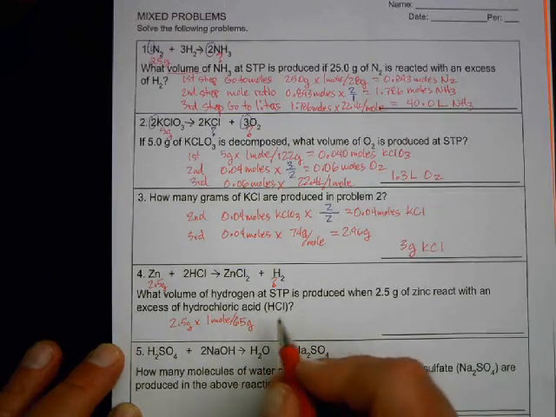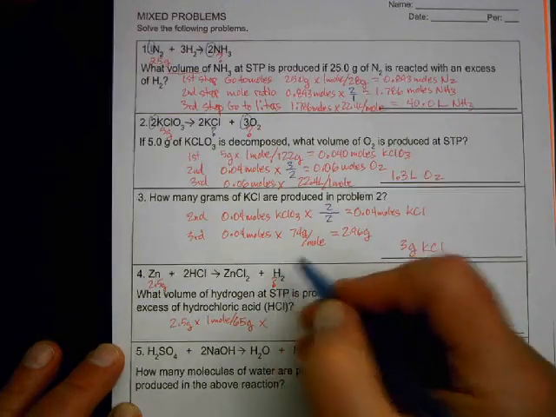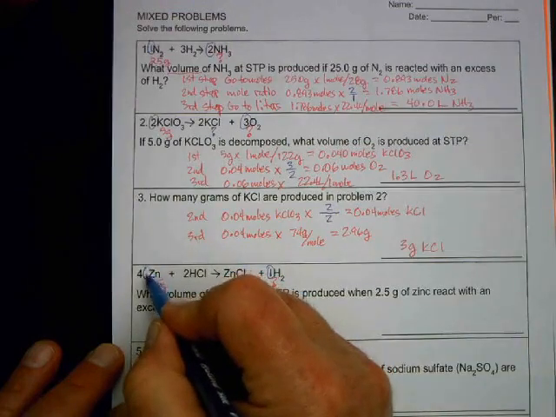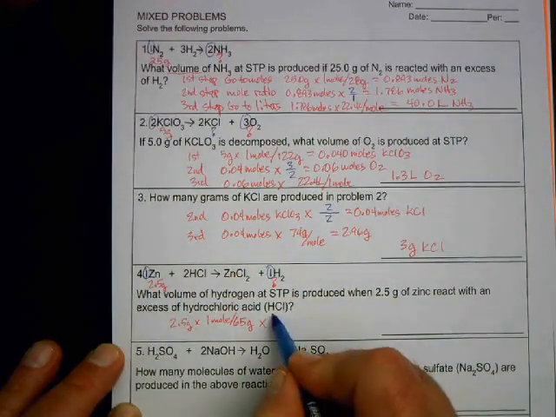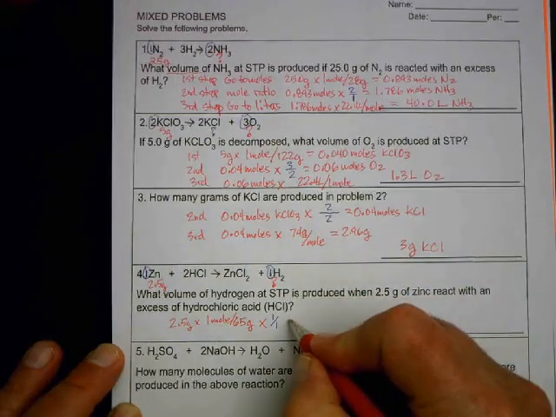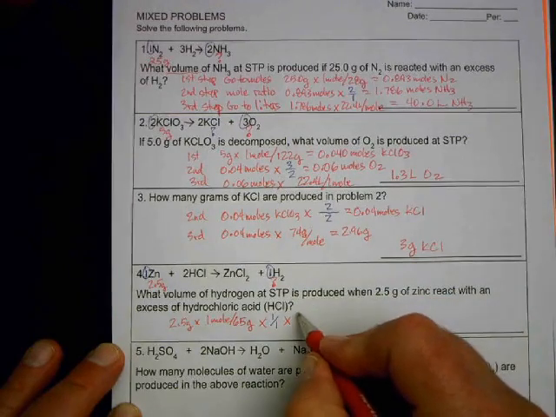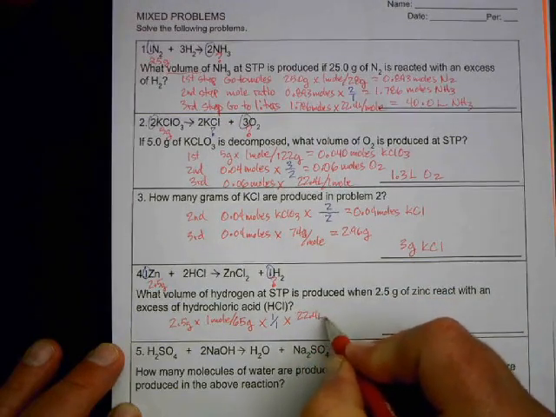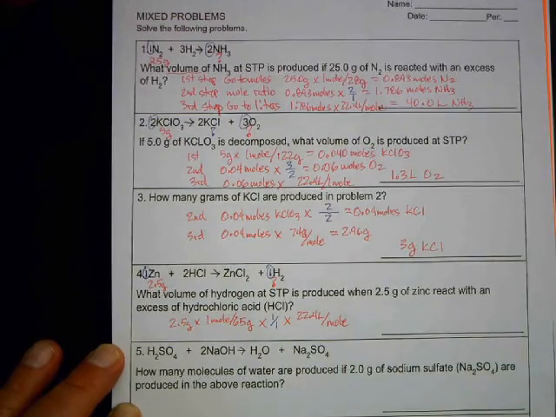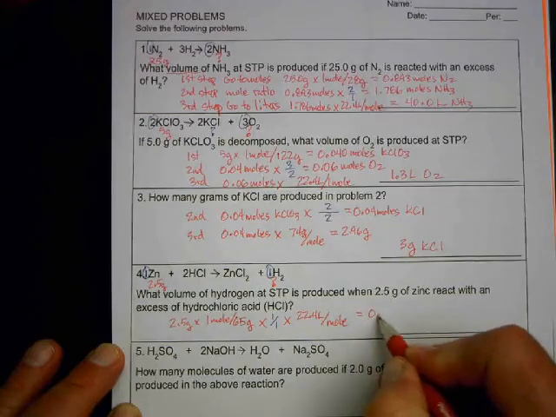Now, my mole ratio, question mark on top, well, there's nothing there, so that's a 1. And there's nothing over there, so that's a 1. So my mole ratio is 1/1. And then I want to go to volume, so it's going to be 22.4 liters per mole for the hydrogen. And that's going to come out to be 0.86 liters.